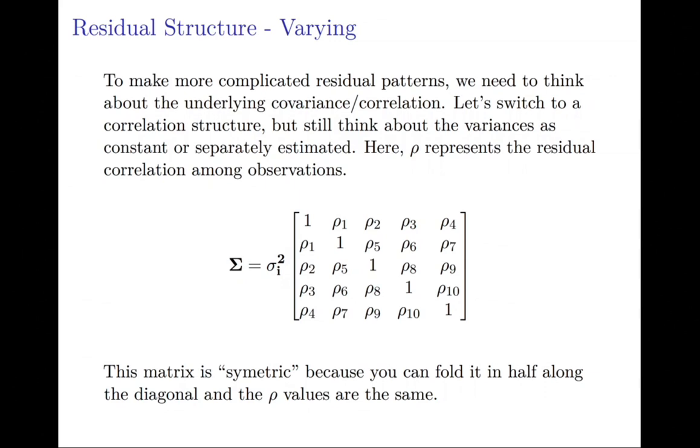Then you have your Greek letters rho 1 through 10 to fill in the rest of the matrix. So for example, rho 1 is looking at the correlation between values 1 and 2. Rho 6 is looking at the correlation between values 2 and 4, and so on. And all these rho values could be equal or they could be different. It depends on the situation you have. And this matrix is symmetric, I'll note, because you can fold it in half along the diagonal and your values are the same on either side.